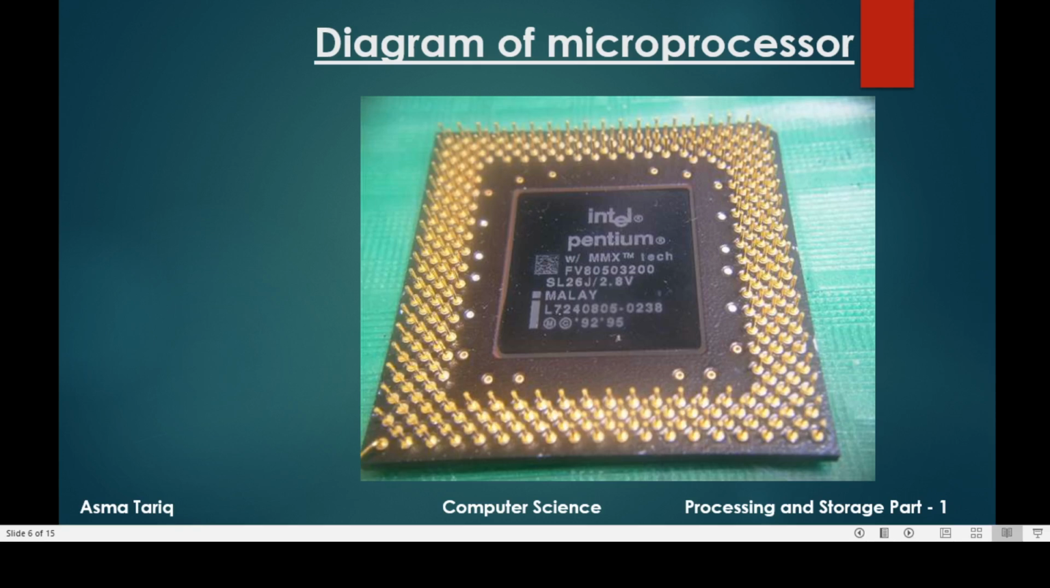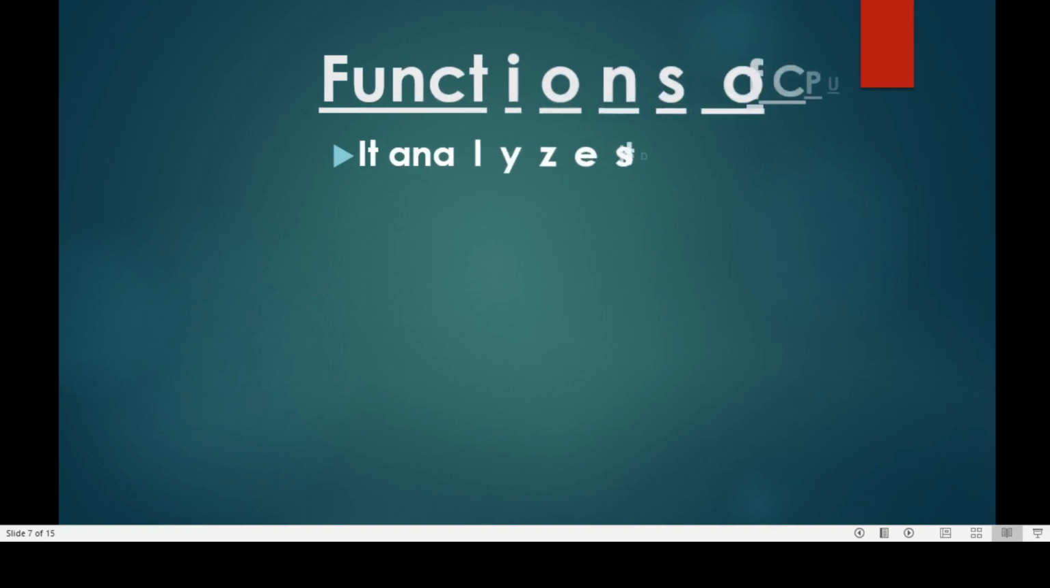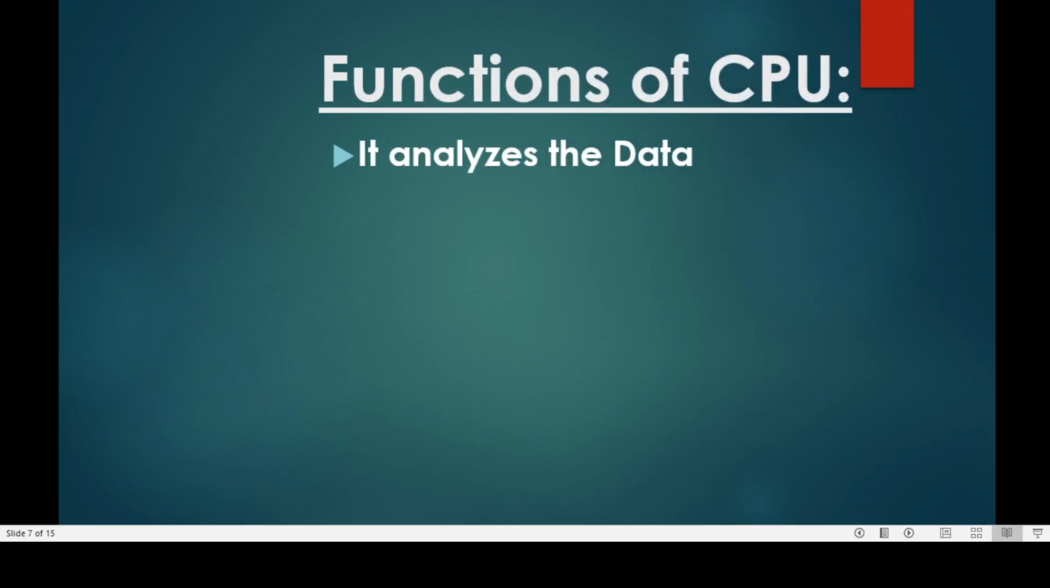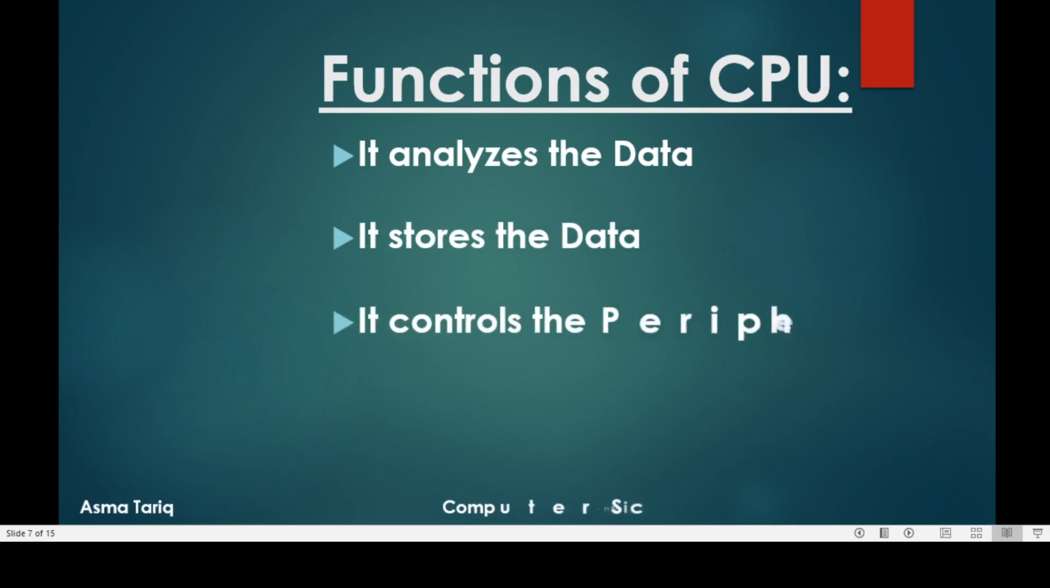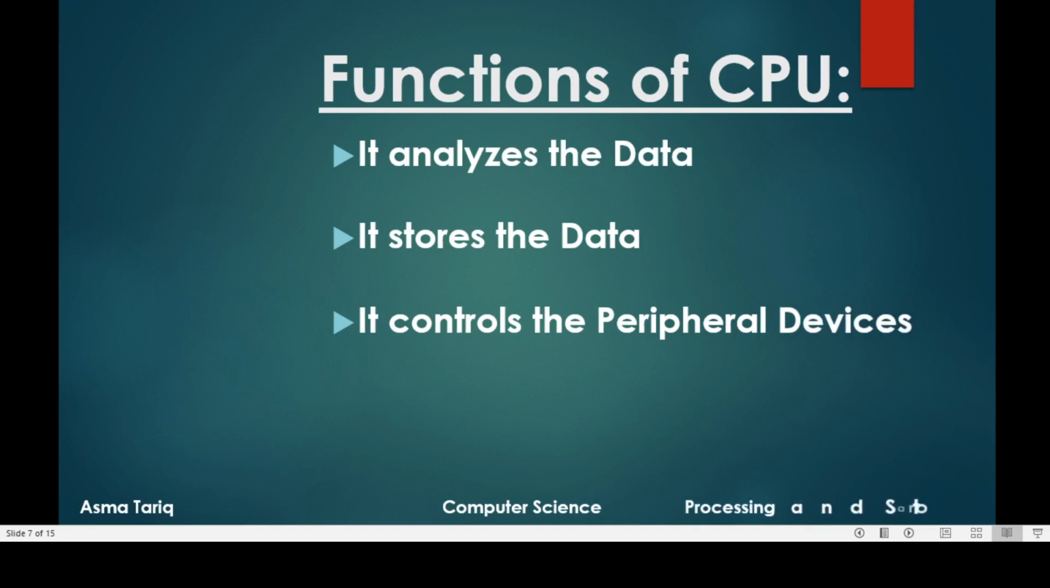All input and output devices are plugged into ports at the back of the system unit. Input and output devices are also called peripheral devices because they are found outside the system unit. Let's see what the functions of the CPU are. The CPU is responsible for analyzing the data, it stores the data, and it controls the peripheral devices of the computer.